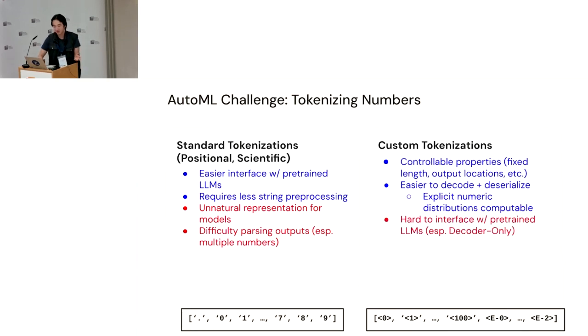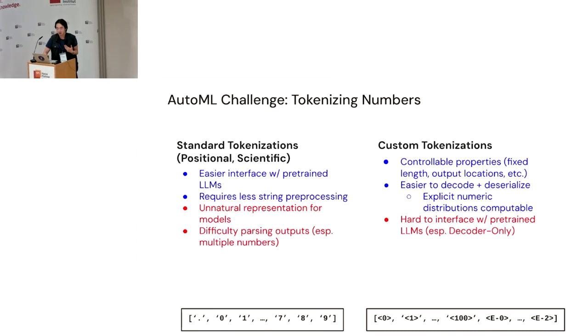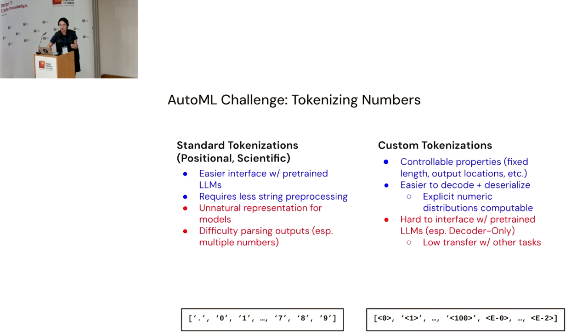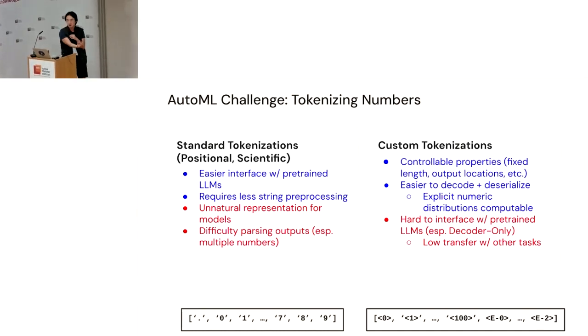But of course, if you use your custom tokenization, it's kind of hard to interface with pre-trained LLMs. This is especially the case with decoder-only models such as GPT and PaLM, because they are literally using one single vocabulary the entire time. So this means that it might lead to lower transferability between different tasks, right? Let's say you're training on an AutoML task, and you also want to have it understand English better, so you're going to try to train it on some English task. Well, you might have different tokenizations, and so this might cause lower transferability.